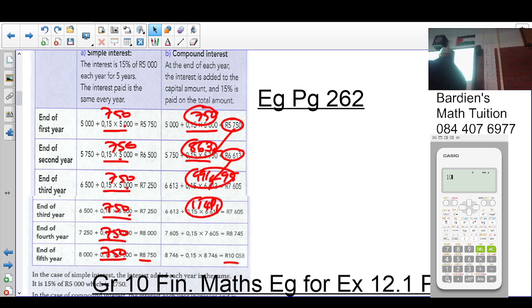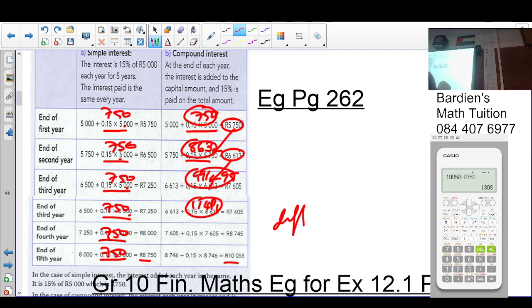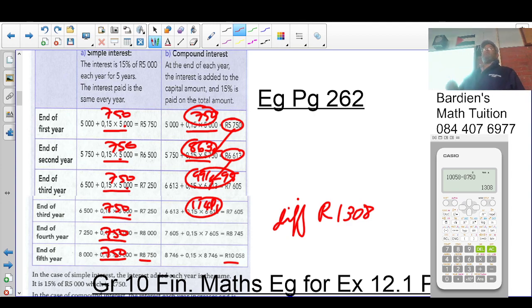We got 10,058 Rand minus 8,750 Rand. See, there's a discrepancy there. Difference of 1,308 Rand. So what do you notice, people, is that at the same interest rate of 15%, at the same time of 5 years, and the same principal of 5,000 Rand, the only difference is the one is compound interest, and the other one is simple interest.